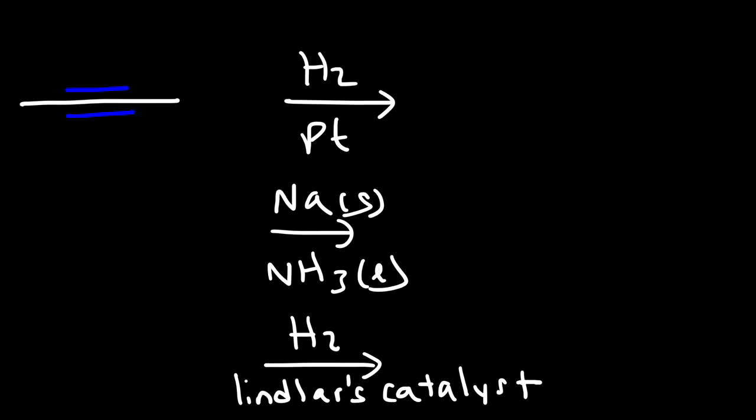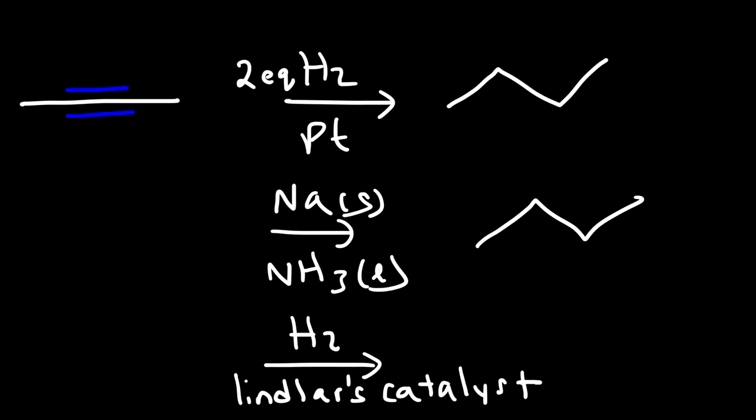So if we react it with hydrogen gas and the platinum catalyst, the alkyne will be reduced all the way to an alkane. The triple bond will be converted into a single bond. And we need to add 2 equivalents of hydrogen gas to do so. Now, if we react with sodium metal and liquid ammonia, it's going to stop at the trans-alkene level. Now, if we use hydrogen gas and the Lindlar's catalyst, it's going to stop at the cis-alkene level. And so make sure that you understand what each of these reagents will do to an alkyne.